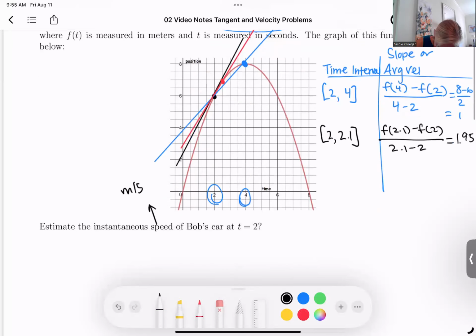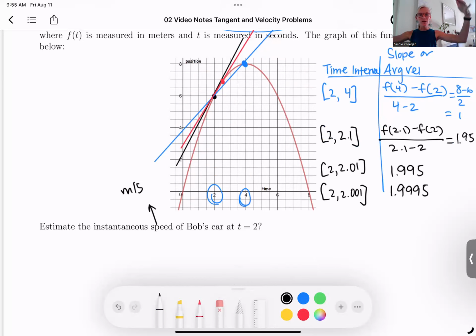And then go ahead and try these calculations on your own. Follow the same process and find the slope. Let's pick numbers that are even closer to 2 than 2.1. So how about 2.01 and then 2.001? Find the slope of the line between each of those points. These are going to be even better approximations of that black line. Go ahead and do that on your own and pause the video here. I'm getting 1.995 and 1.9995.